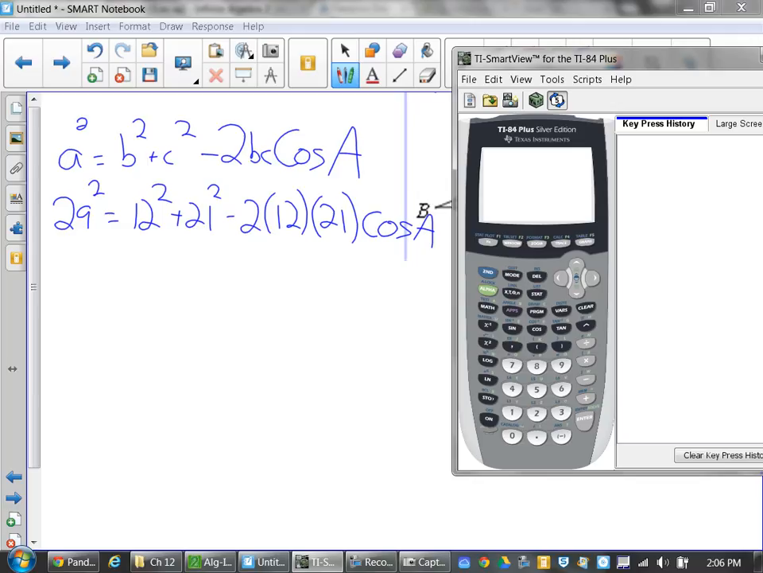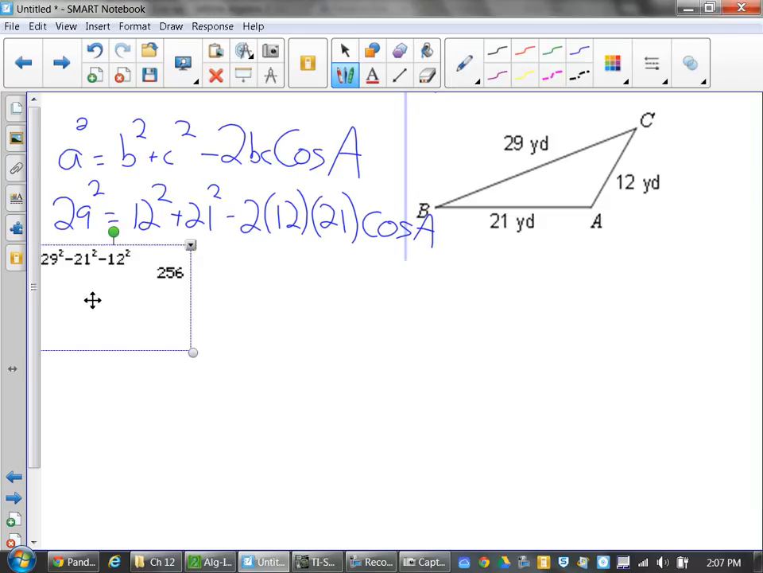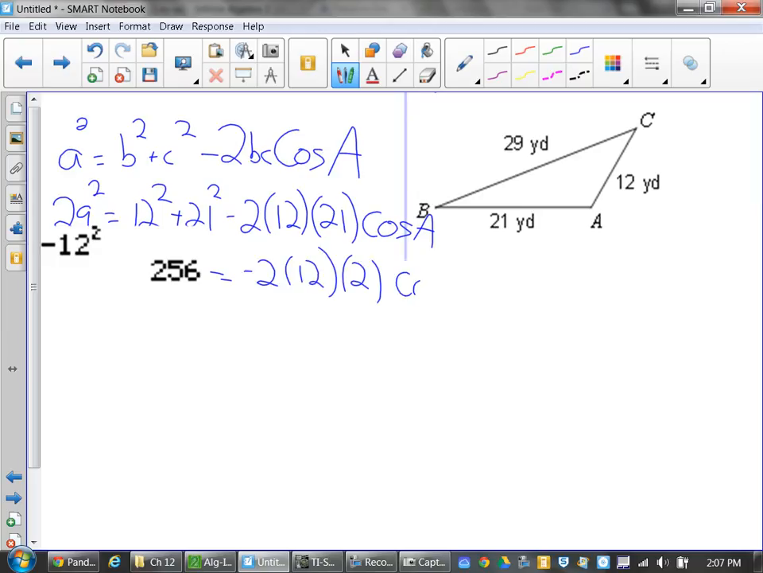Anyway, so I'm going to type in 29 squared, and I'm going to subtract the 12 squared and the 21 squared. I get some crummy number, or not crummy. So this much here, this 256, equals negative 2 times 12 times 21 cosine A, which means I have to divide it by all those parts.